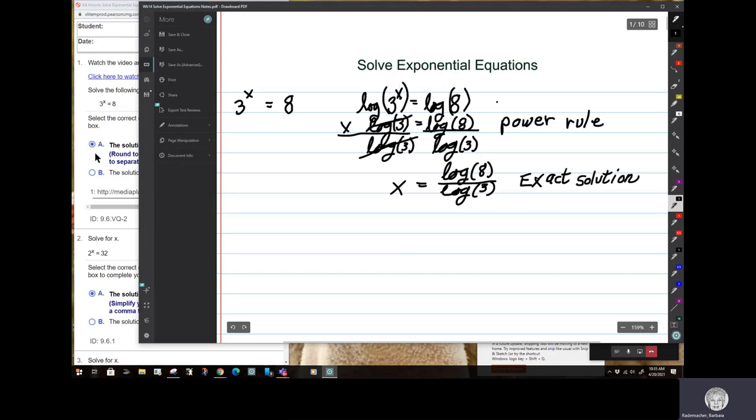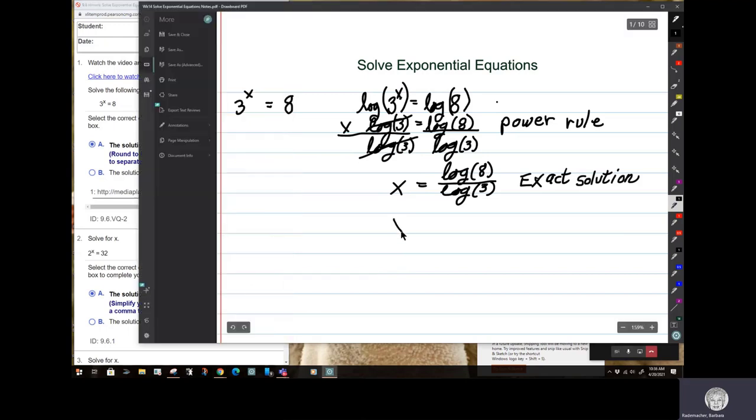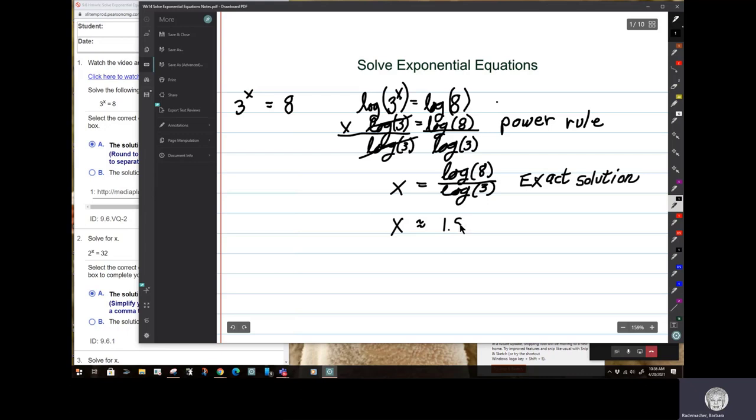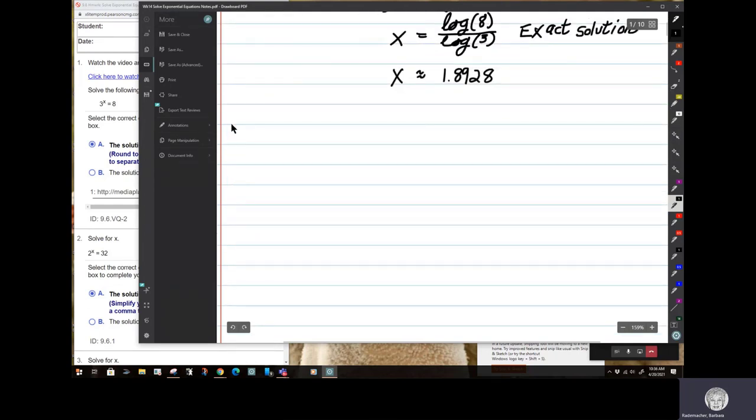So, you would put this in your calculator and round to 4 decimal places, and I just realized I do have the final answers here. Ta-da! So x is about 1.8928. And that's the answer you should get in your calculator if you've been very careful to close your parentheses.